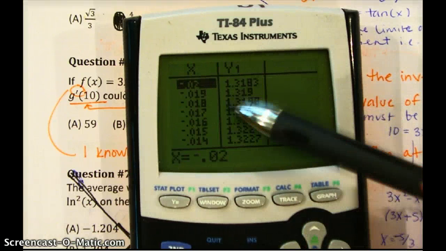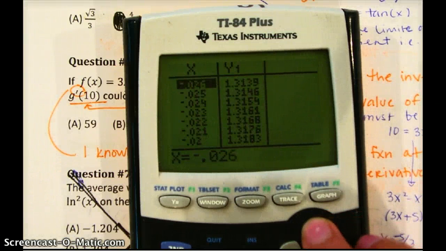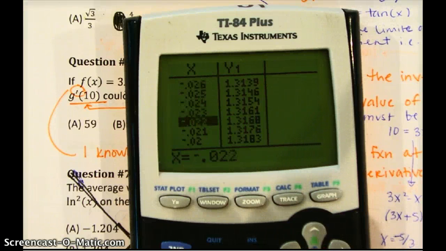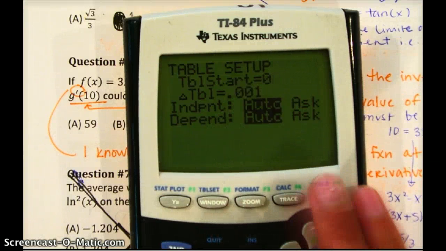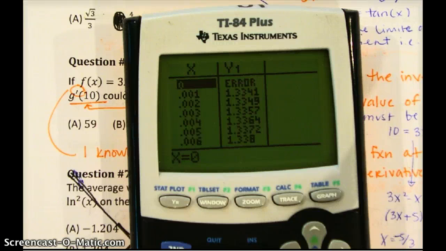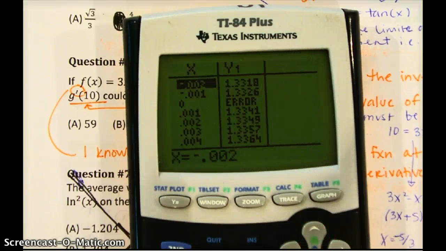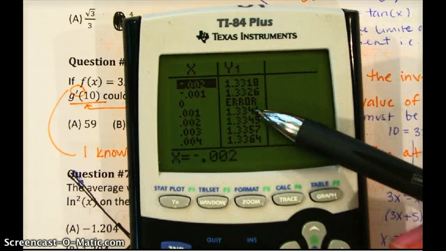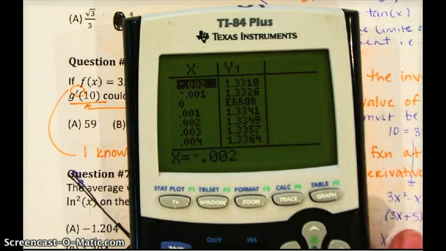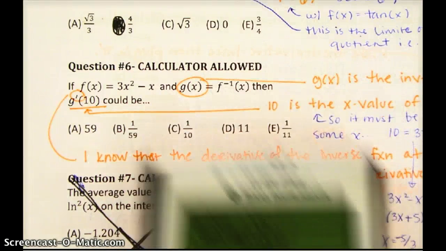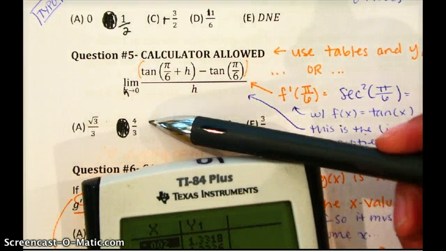You have to make sure that you're looking at 0, so either you're going to have to scroll up until you find 0, or down until you find 0, or you can just go back and reset the table to be at 0. And now I'm a little more confident about this. Sure, they're still a little bit different, but now it really does look like they're both honing in on 1.333. And if you think about your answer choices, 1.33 is the same thing as 4 divided by 3, and that's why the answer was B.